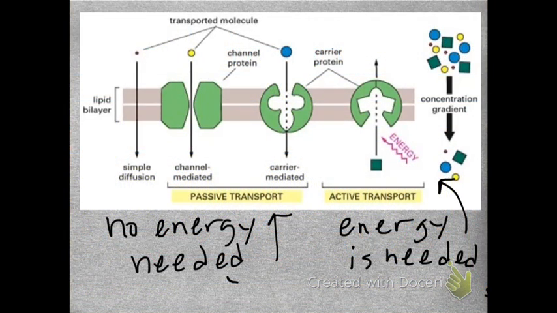Study this diagram carefully. It shows movement across the lipid bilayer. The first three diagrams show passive transport, which requires no extra energy. The second one shows active transport, which does require an input of energy from the cell.